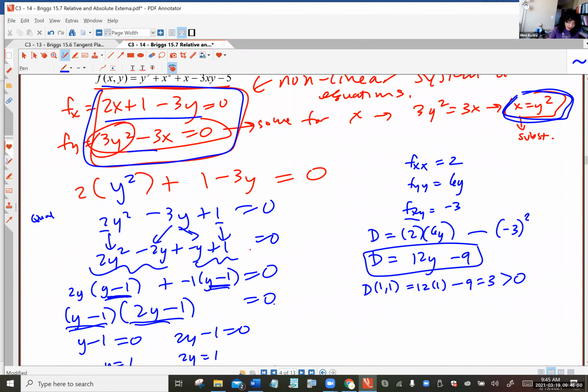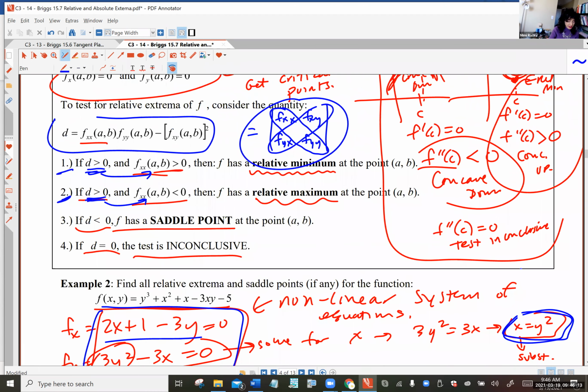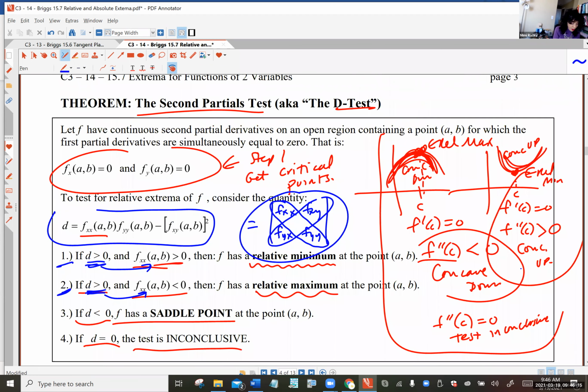Okay. So what is fxx evaluated at this point, (1, 1)? Well, fxx for this particular case is a constant. It's always 2 regardless. And 2, of course, is a number that's greater than 0. Okay. So we have both D and fxx positive. So what does the D-test theorem tell us if both are positive?